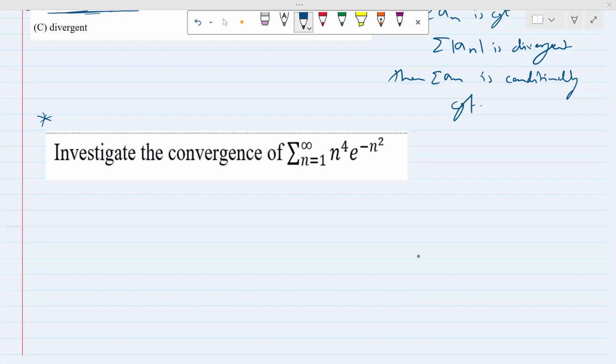It is convergent, sir. But I also think it should diverge because n raised to 4 should increase more rapidly than e raised to minus n square. Sir, here an will be n to the power 4 by e raised to the power n square. So the denominator, e raised to the power n square, will rapidly tend to infinity, so an will converge to 0. So the series will be divergent.